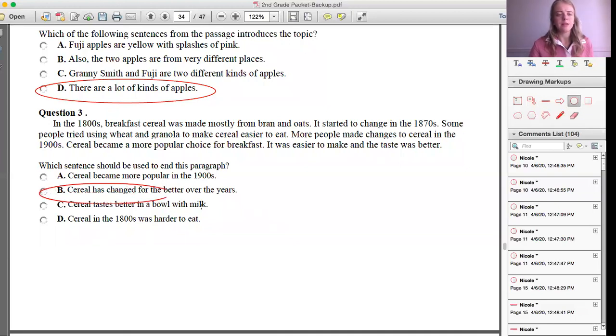You should have marked B. Cereal has changed for the better over the years. That's just a conclusion. It's summing up everything you just said about cereal. So, cereal became a more popular choice for breakfast. It was easier to make and the taste was better. Cereal has changed for the better over the years.